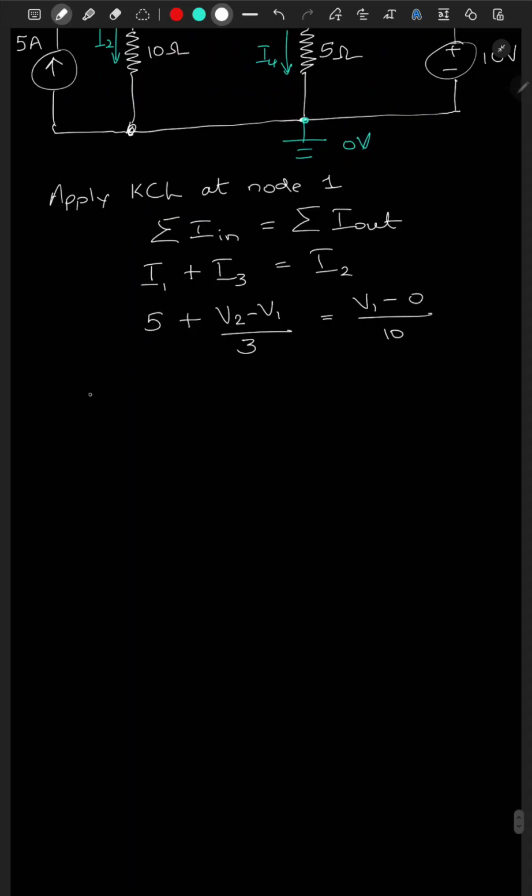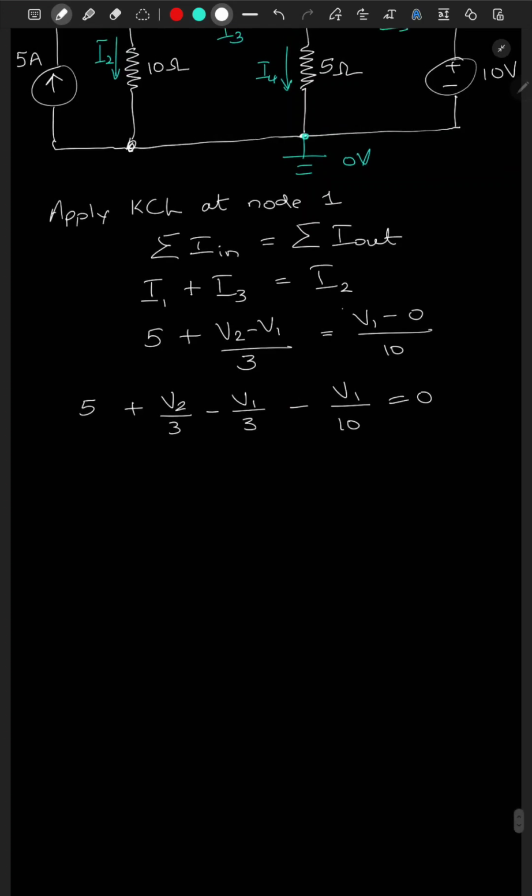So to simplify this, it is 5 plus V2 over 3 minus V1 over 3. This is equal to V1 over 10. So we can actually put this to the other side, so it would be minus V1 over 10, and this is equal to 0.